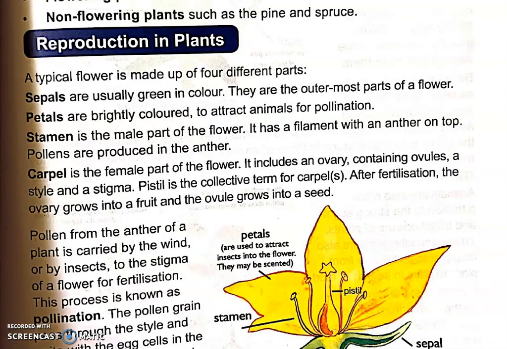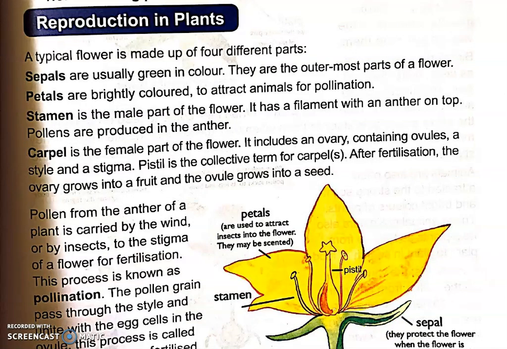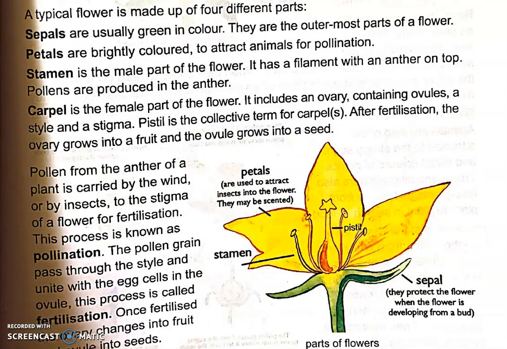A typical flower is made up of four different parts. What are these parts? They are petals, sepals, stamens, and carpel. First, let me just tell you about them, then I'll explain them to you by diagram. Sepals are usually green in color. They are the outermost parts of a flower. Then petals, they are brightly colored to attract animals for pollination. I'm sure you know about petals. We all see rose petals or petals of shoe flowers, petals of hibiscus. So these are all petals.